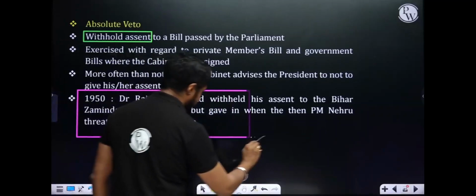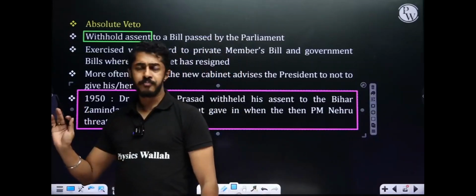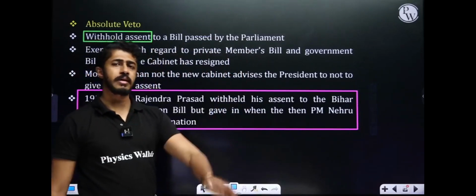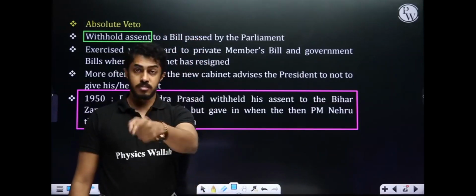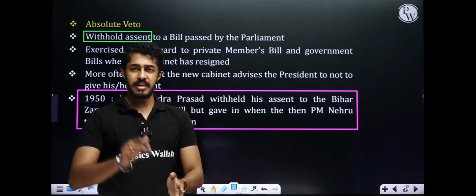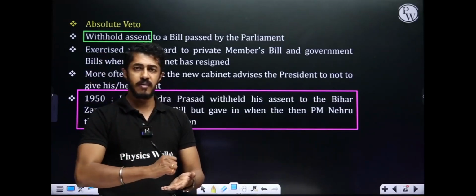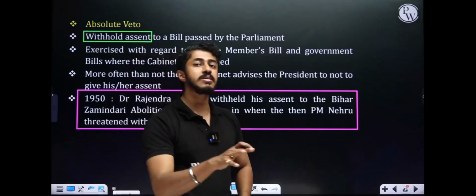bill got passed. All right. Bill got passed in the parliament. Finally, it goes to the president. President is like, nothing doing. I am not going to give my assent. And Nehru is like, if you don't sign it, I am going to resign. Enough is enough. Then Rajendra Prasad is like, fine, you don't resign. I will put my sign. Go, take. This was the relationship that time.